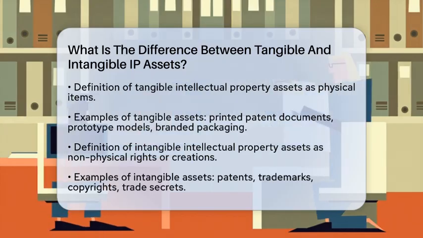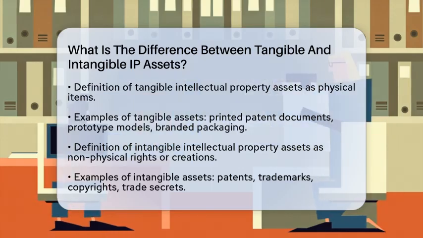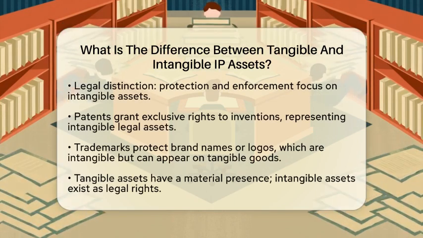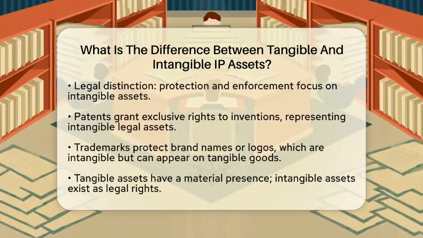On the flip side, intangible intellectual property assets are non-physical rights or creations that are protected by intellectual property law. This includes things like patents, trademarks, copyrights, and trade secrets. While you cannot physically handle these rights, they hold significant economic value.